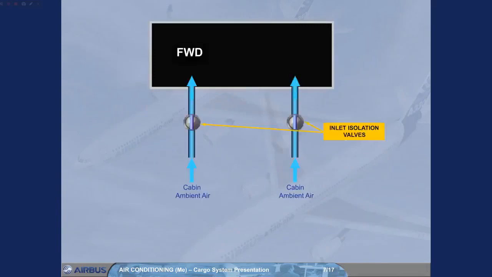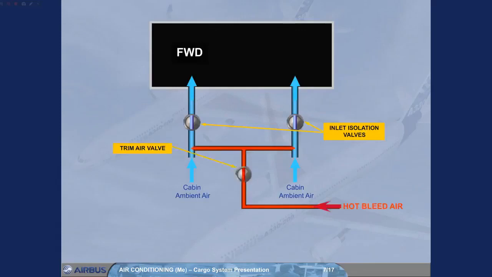For the forward cargo, ambient air from the cabin area enters into the compartment via 2 inlet isolation valves. This air can be optionally heated by mixing hot air from the hot air 1 supply duct via a trim air valve.